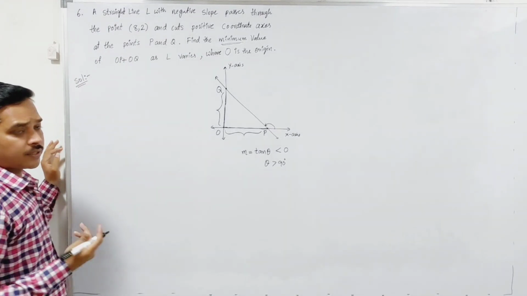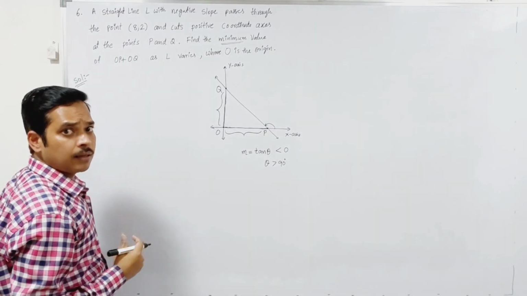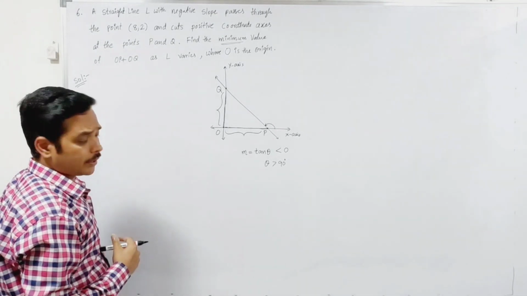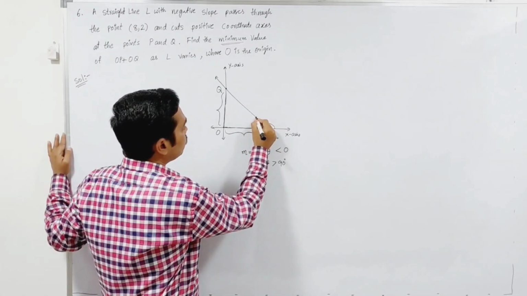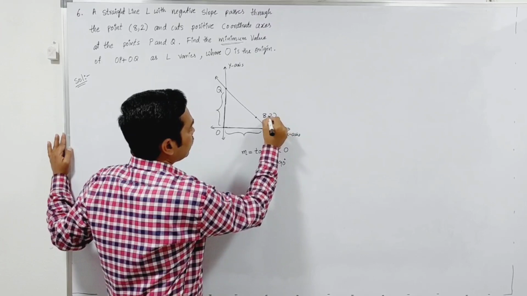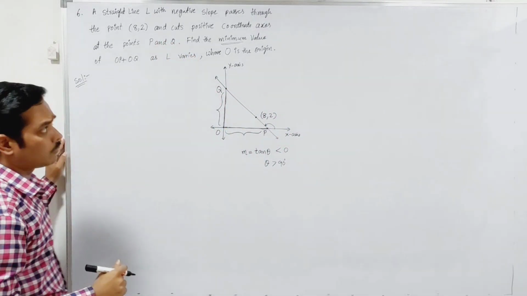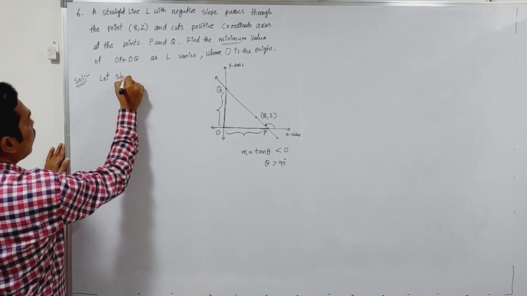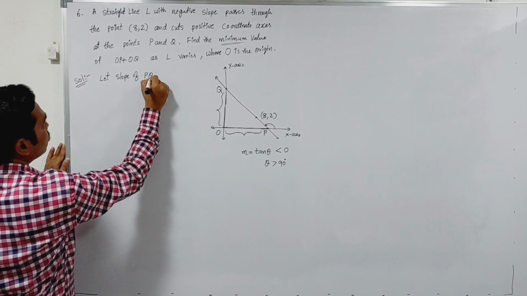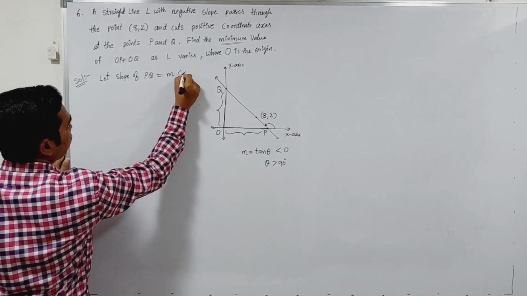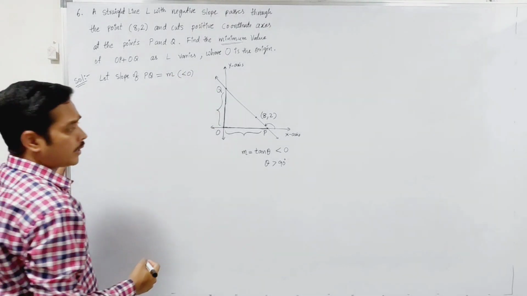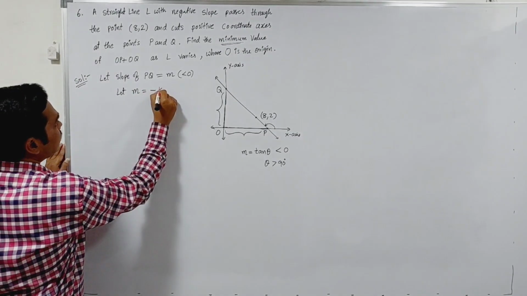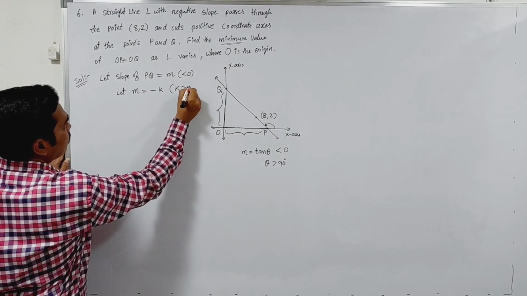How to get the intercepts? If you know the equation of the line, we can get the x-intercept and y-intercept. First of all, find the equation of PQ. The line PQ is passing through (8, 2), given in the problem, with negative slope. First, let the slope of PQ be m. Here m is negative, so less than 0. Let m equal minus k, where k is any real positive number.